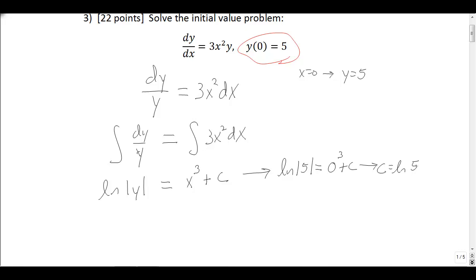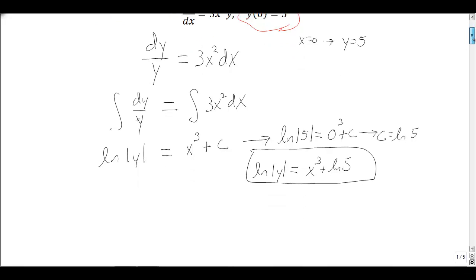And I'd be okay at this level if that's what you did. And if you did that, your answer is really natural log absolute value y equals x cubed plus natural log 5. So I probably would have given you full credit for this. I don't think anyone did that here. What's more natural to do, instead of going this route and plugging in for the c now, is to solve for y first. So that's generally more ideal in terms of being able to use this solution.